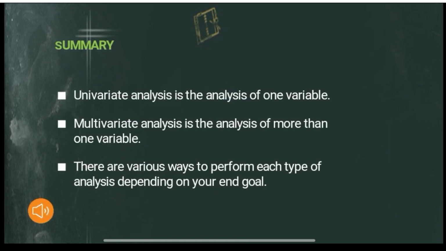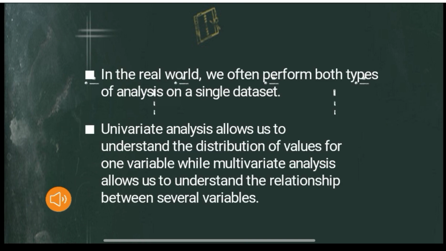Summary. Univariate analysis is the analysis of one variable. Multivariate analysis is the analysis of more than one variable. There are various ways to perform each type of analysis depending on your end goal. In the real world, we often perform both types of analysis on a single dataset.